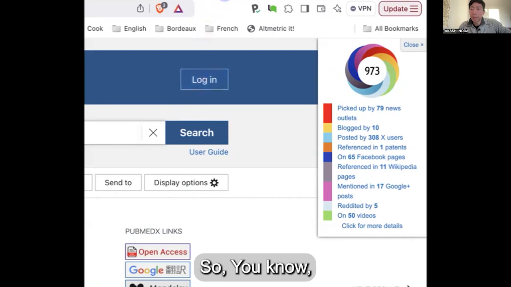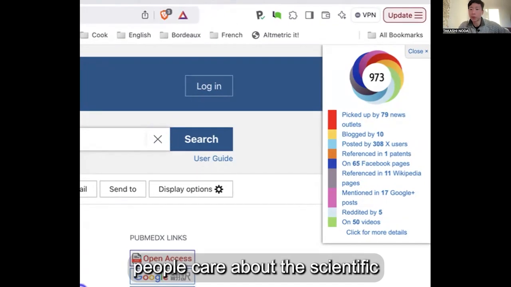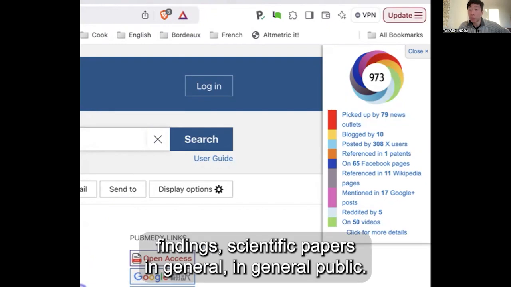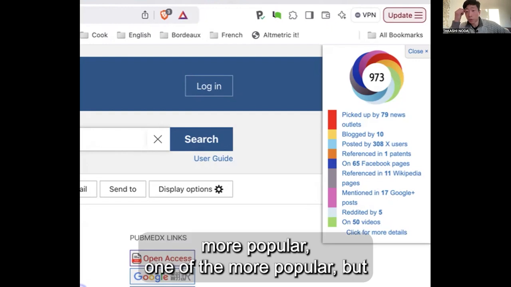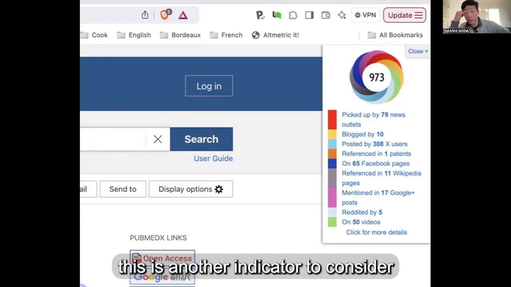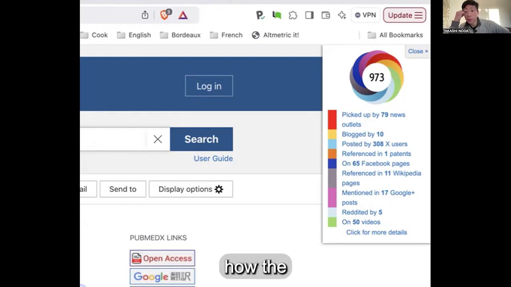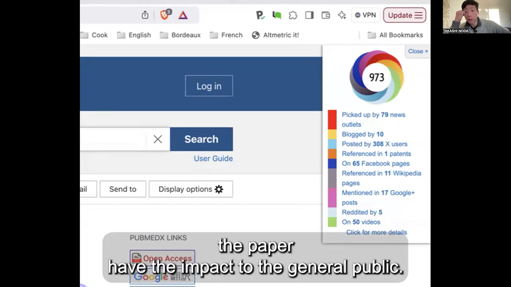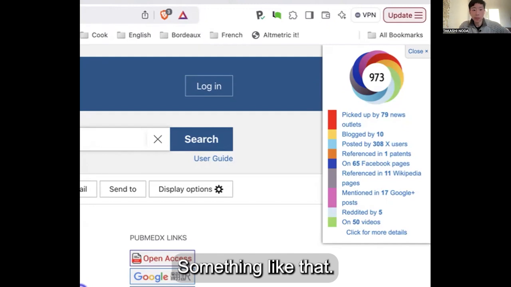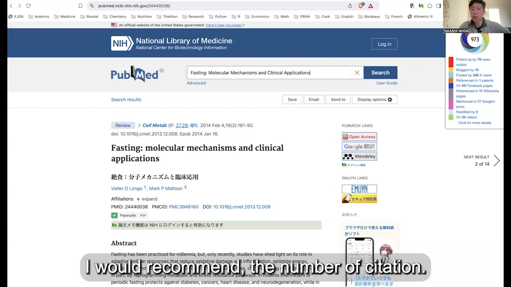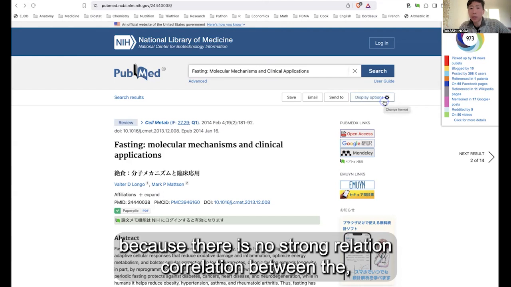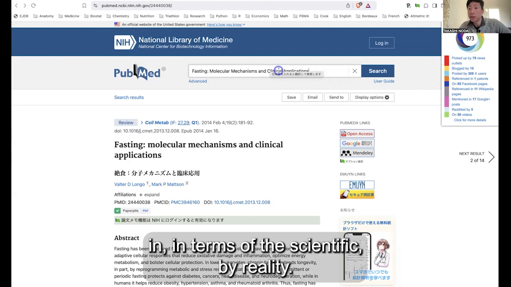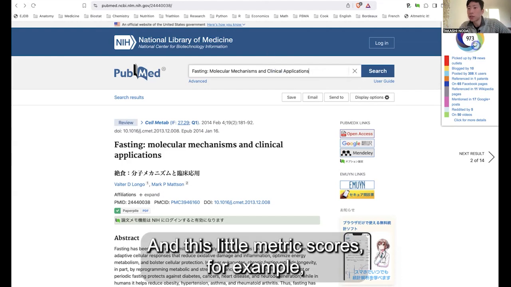So, it is only recently that the general public cares about scientific findings and scientific papers. So it is getting more and more popular. But anyway, this is another indicator to consider how big an impact the paper has on the general public. But for the moment, I would recommend relying on the number of citations, because there is no strong correlation between the quality of the study in terms of scientific validity and these Altmetric scores.